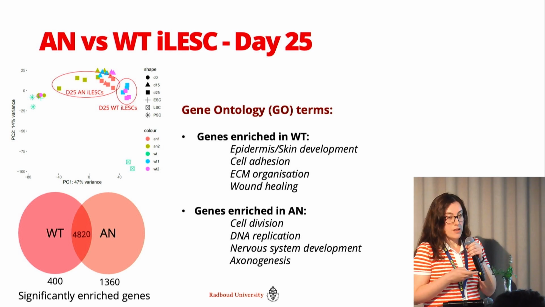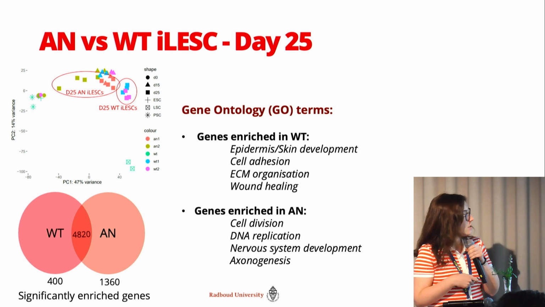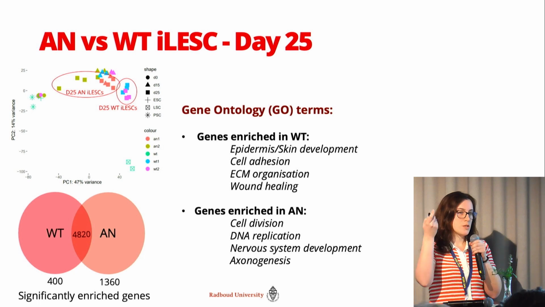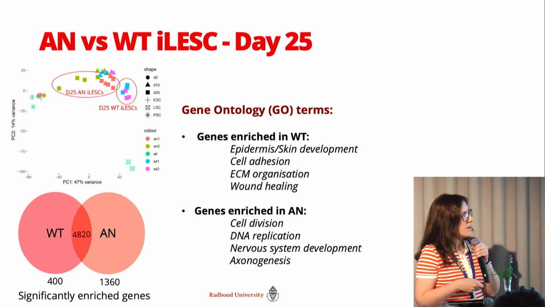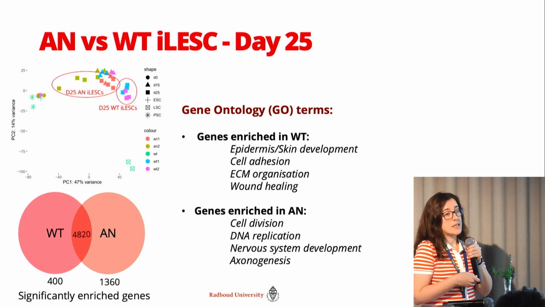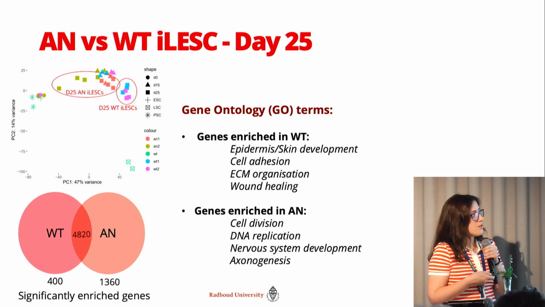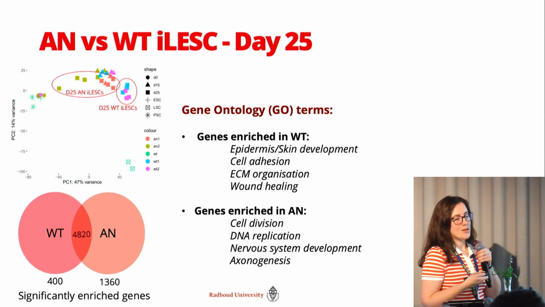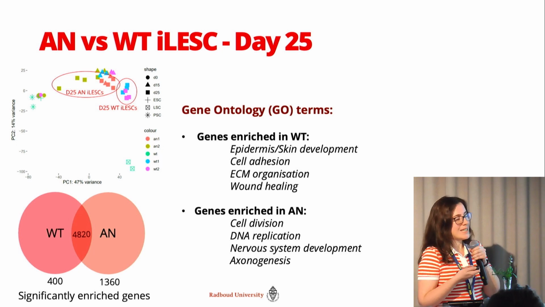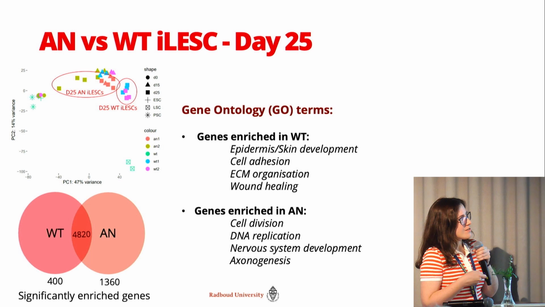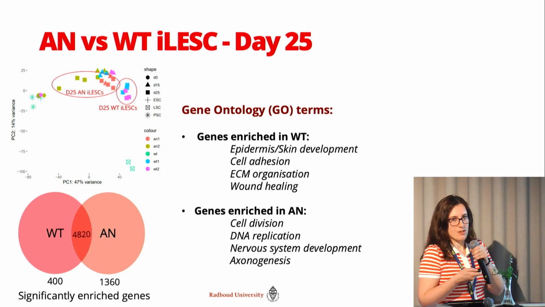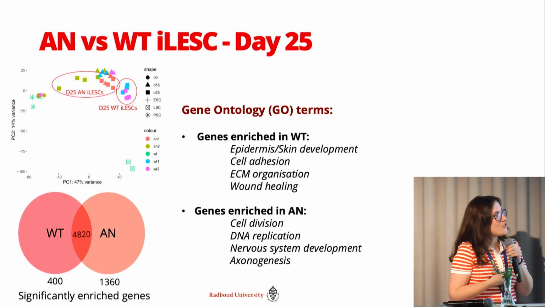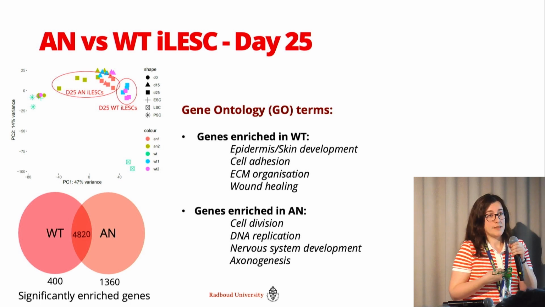So we look deeper into this, what kind of genes are expressed at this time point. We see that for the control, we have 400 genes that are more expressed in the control samples than in the aniridia. And when we look at what these genes do, they're all related to processes that are quite important for the cornea. So we see epidermis skin development. This is because the skin epithelium and the cornea epithelium are quite similar genetically. This tool actually only gives us skin related terms because there's not a lot of cornea information in there. But trust me, this is important for the cornea. We have cell adhesion, extracellular matrix organization, and wound healing.